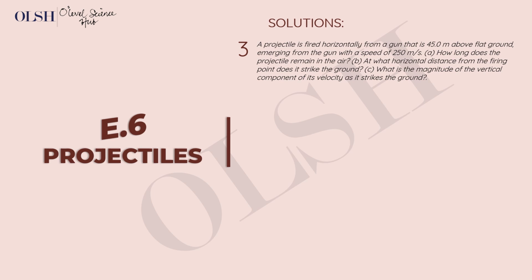The projectile is fired horizontally from a gun that is 45 meters above flat ground. Emerging from the gun with a speed of 250 meters per second, A. how long does the projectile remain in the air? B. At what horizontal distance from the firing point does it strike the ground? C. What is the magnitude of the vertical component of its velocity as it strikes the ground? So we have 3 questions. So let's start with getting our parameters from the question.